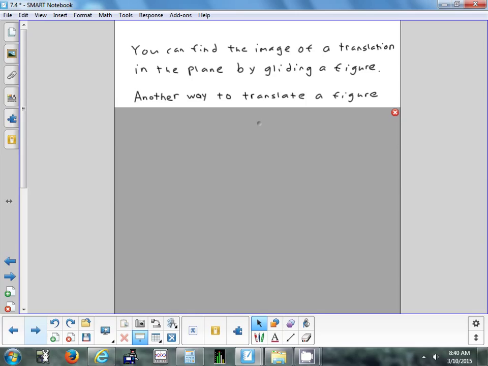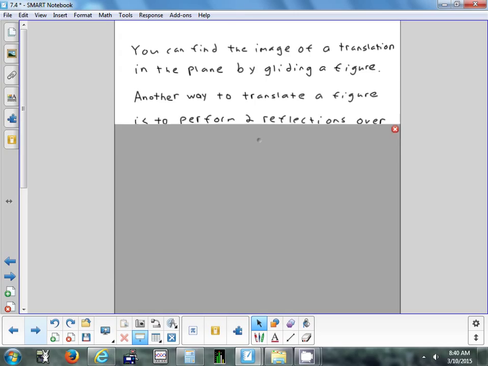Okay, so you might see the word glide in the book. A glide is another word for translation. But there's another way we can do a translation. We talked about something similar yesterday, when you do a double reflection.